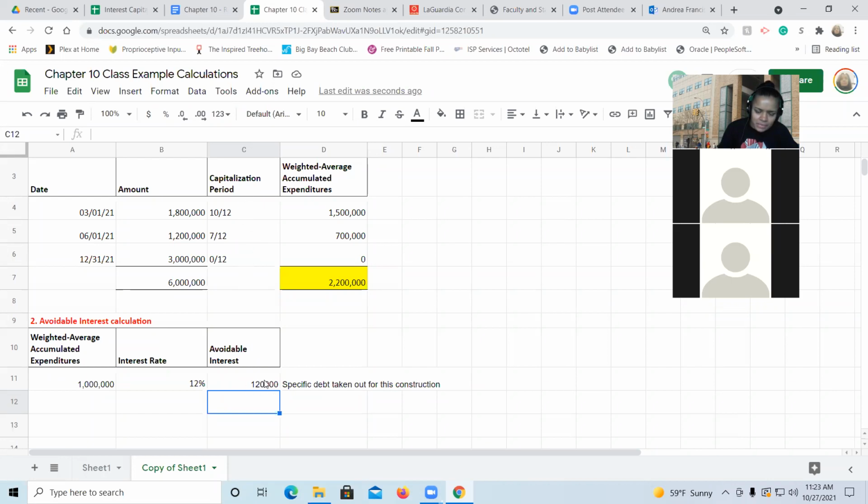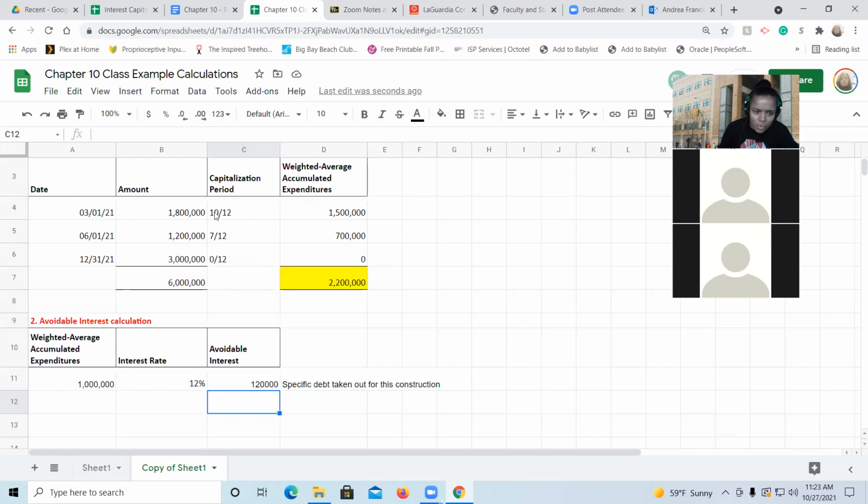So now you might say, but how does that make sense? The reason we can't say $1 million times 12% times 7/12 or whatever, is because every expenditure was made at a different time. So we don't apportion the interest amount.